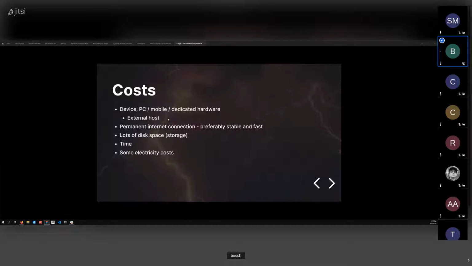You obviously need a permanent internet connection, preferably one that's quite stable and fast. You need lots of disk space, primarily for storing the Bitcoin blockchain, not necessarily data pertaining to a Lightning Network node, but you will need that. You also need some time, as well as some minor electricity costs.